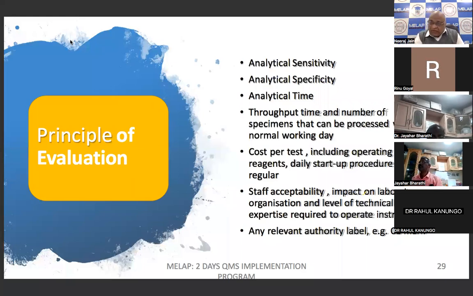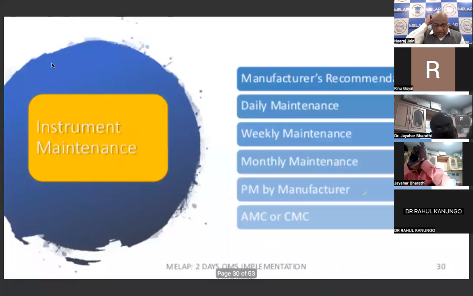What is the cost per test? When you're deciding about the cost per test, that doesn't mean only reagent cost. Part of your machine cost, part of your reagent cost, IQC, EQAS, startup procedure, AMC, CMC, all these things contribute to cost per test. Then staff acceptability, how much technical expertise is required to carry out the test. So all these things are important.